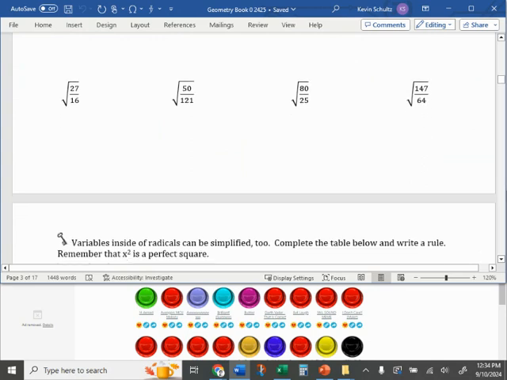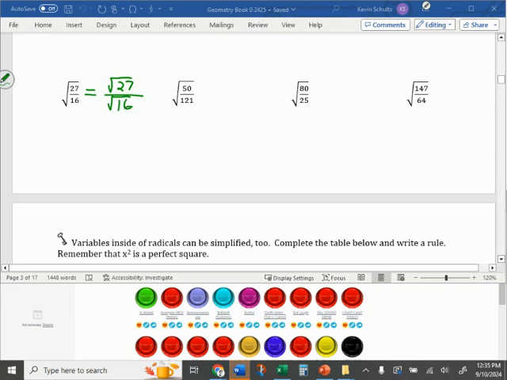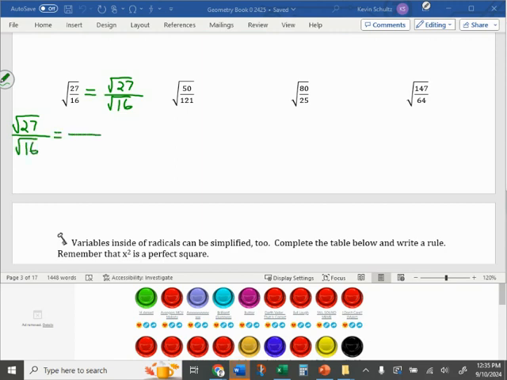When you get down to the fractions, who remembers how to deal with a root of a fraction? What's the strategy for this? The root of 27/16 is equal to the root of 27 over the root of 16. You can split that root into the numerator and the denominator separately. And the reason why we like this is because the root of 27 over the root of 16, what do we have now in our denominator? A perfect square. We can evaluate that to be 4. The root of 16 equals 4.